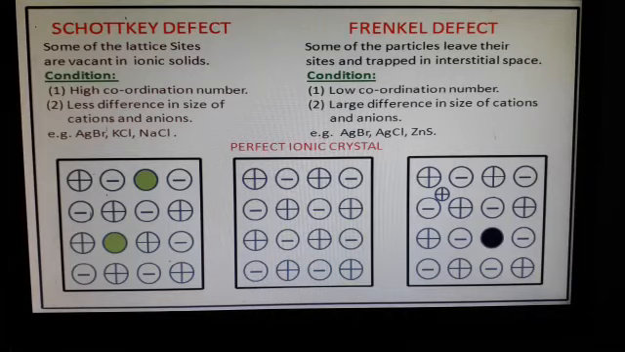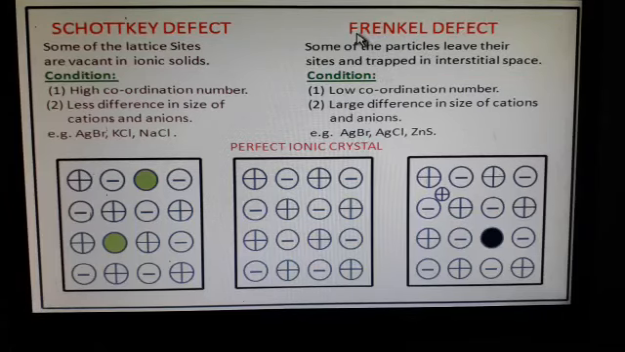The conditions for Schottky defect are high coordination number and a small difference in size of cations and anions. Means the sizes of cations and anions should be almost similar. High coordination number means the total number of neighboring atoms should be high. It should be 6 or 8. Frenkel defect.